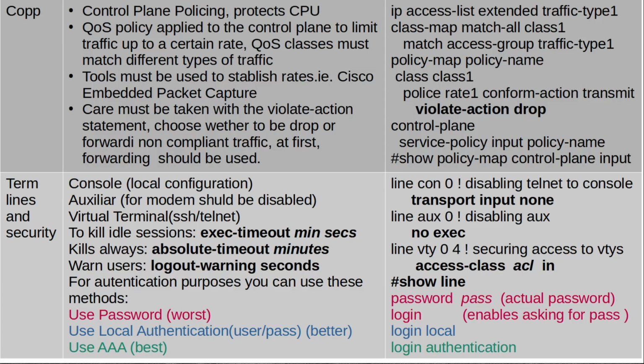In order to configure password access, use the commands login and password. In order to configure local authentication, use the command login local. And in order to configure AAA, you have to enter AAA configurations within your device. Some terminal lines will need the command login authentication.